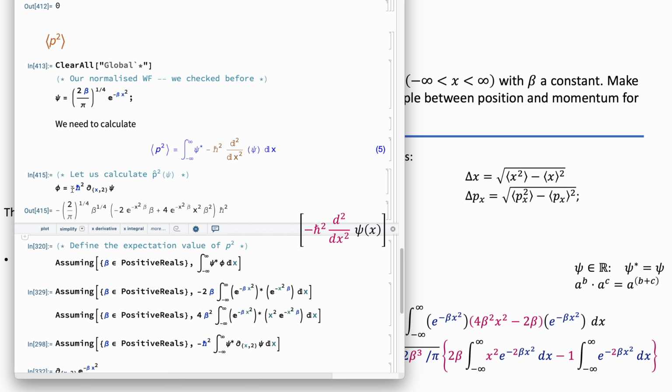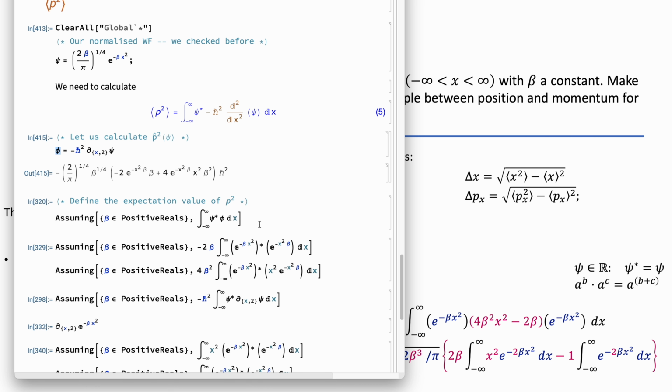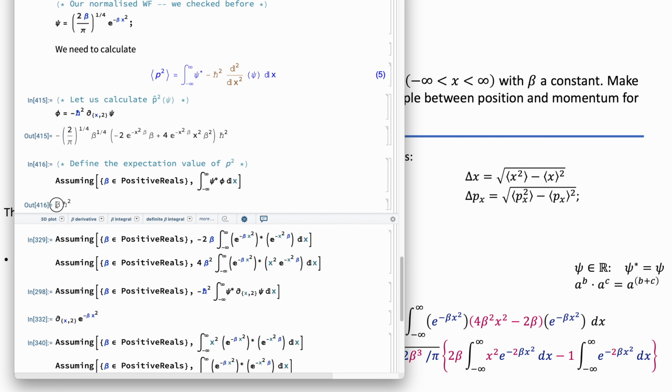Now, I'm just assigning the momentum square operator acting on my wave function as this variable phi, just to simplify the work that we have in here. So let's do this, and that is going to give me this particular value. So it's also a non-zero value.